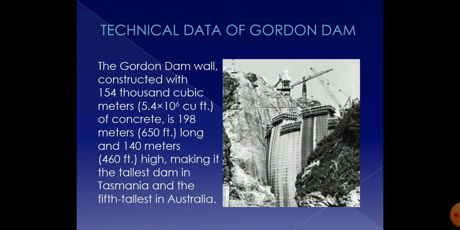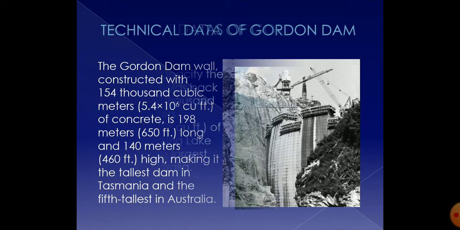Now, technical data of Jordan Dam. So, as you can see in this picture, there is a construction of Jordan Dam. The Jordan Dam wall, constructed with 154,000 cubic meters of concrete, is 198 meters long and 140 meters high, making it the tallest dam in Tasmania and the fifth tallest in Australia.